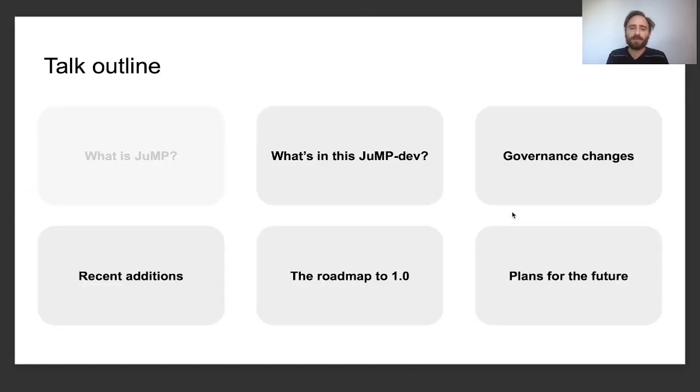Okay, so that was a very brief introduction to JuMP. What are we going to talk about in the remainder of the time we have left? Well, we're going to talk about some of the talks that are coming up in this JuMP-dev. We're going to go over some of the governance changes that have happened in the last couple of years since our JuMP-dev in Santiago. We'll go through some recent additions to the code base, and then we'll talk about the roadmap to JuMP 1.0. Even though we've been talking about this for a long time now, we're very close, and we'll conclude with some plans for the future of JuMP.